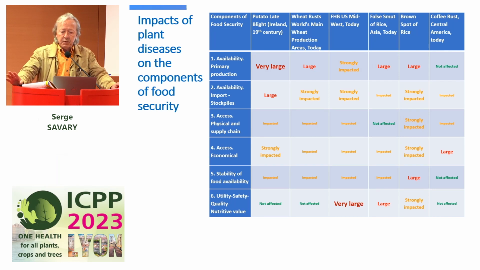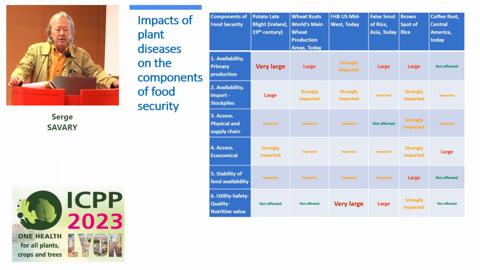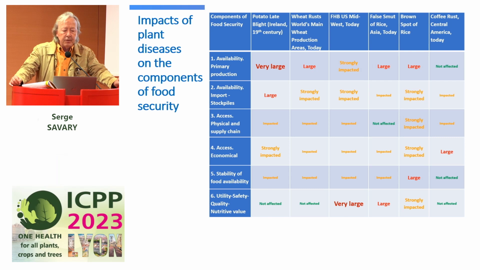And so, for us plant pathologists, what is important for us to remember is that plant diseases affect all the components of food security. We hear a lot of the effect of plant diseases on production, which is okay. That is not incorrect. That is true. But there are aspects in terms of availability and stockpiles in the countries. There are aspects related to physical and supply chain. There are aspects of economical access to food. There are aspects of stability of food availability. Epidemics cause instability in food production. And there are aspects of nutrition, of course, which are critically important in some disease aspects. So all the components of food security are affected by any disease.